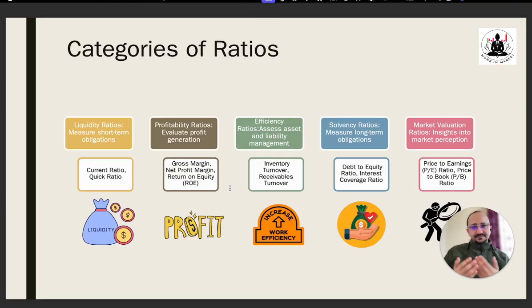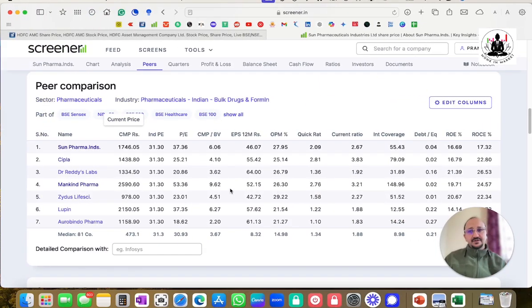Now, guys, there are multiple types of ratios. It depends upon your usage. It depends upon what makes your job easy, right? So it really depends. Different people use different ratios, but the thing is that there are multiple types of ratios. Let me just give you a glimpse.